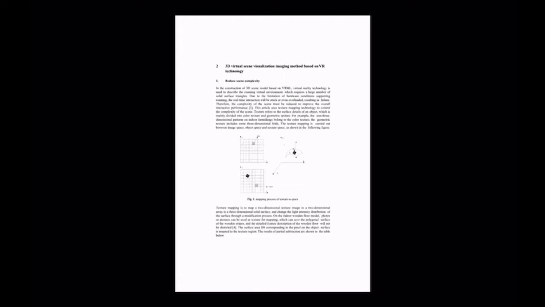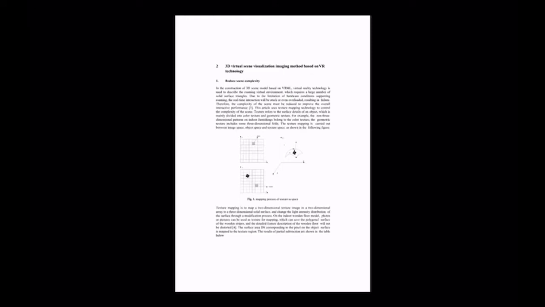Texture refers to the surface detail of an object, which is mainly divided into color texture and geometric texture. For example, the flat 2D patterns on indoor furnishings belong to the color texture. The geometric texture includes some 3D folds. The texture mapping is carried out between image space, object space, and texture space, as shown in the following figure. Texture mapping is to map a 2D texture image, a 2D array, to a 3D solid surface and change the light intensity distribution of the surface through a modification process.